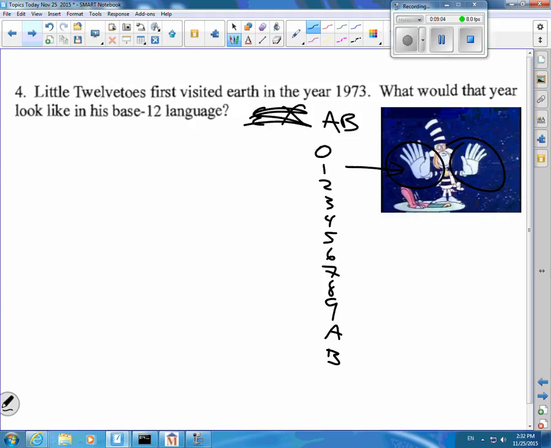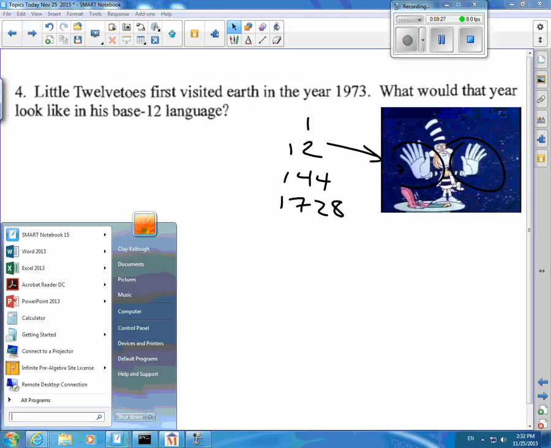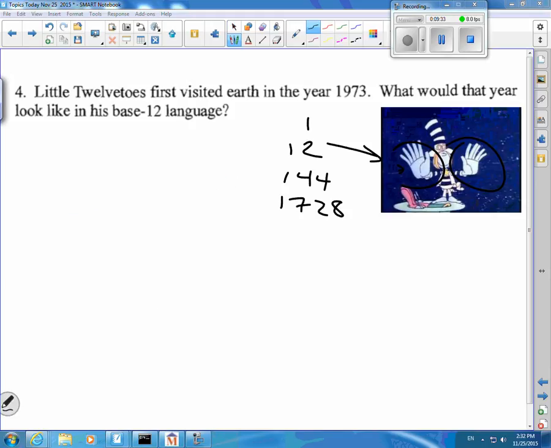So, keeping that in mind, I still need to do powers of 12. So, the first place is still the ones place. But the second place is the 12s place. The third place is the 144s place. And oh, I always get this wrong. What is 12 cubed? 17 something? 1728? Is that right? Double check. 12 to the power of 3. Yep. Good job. And that's big enough.